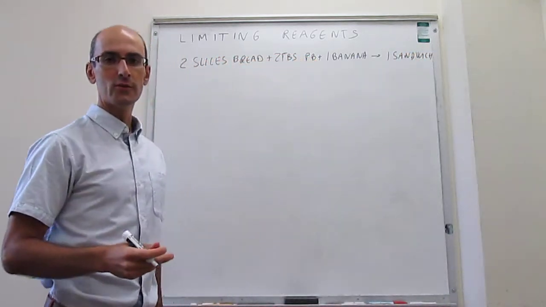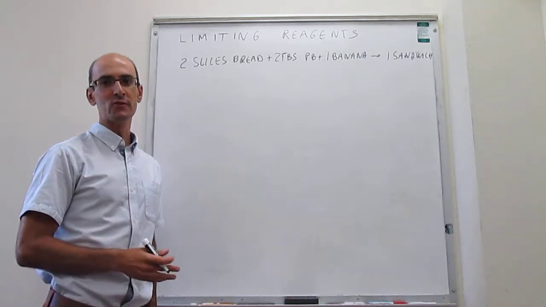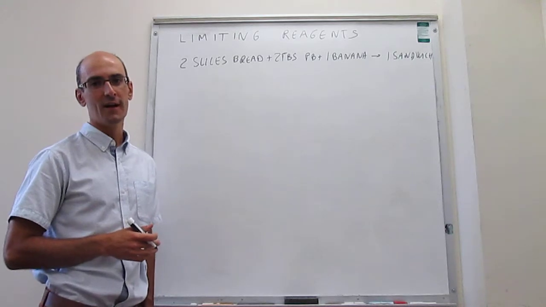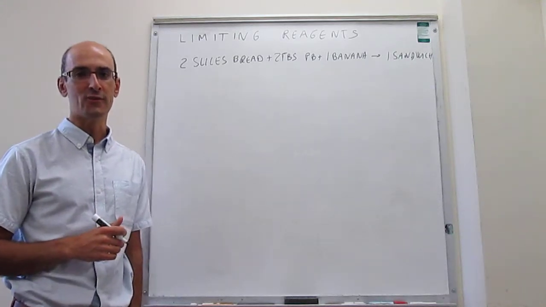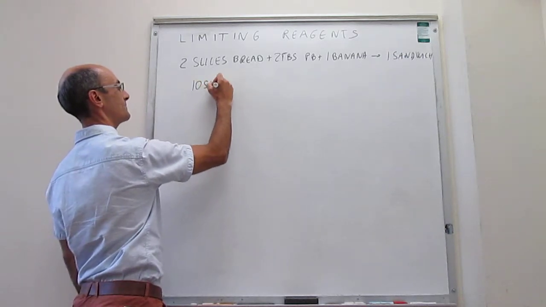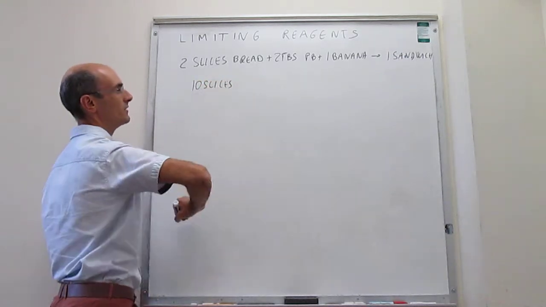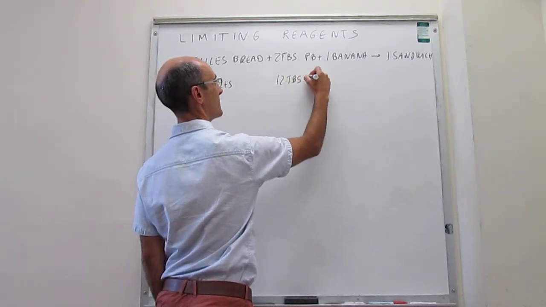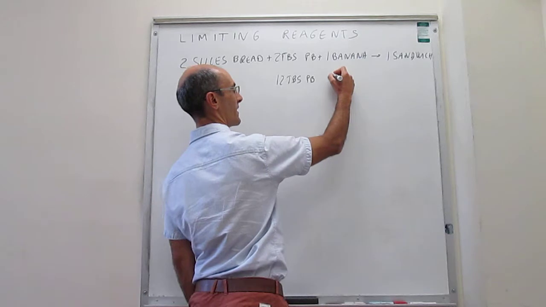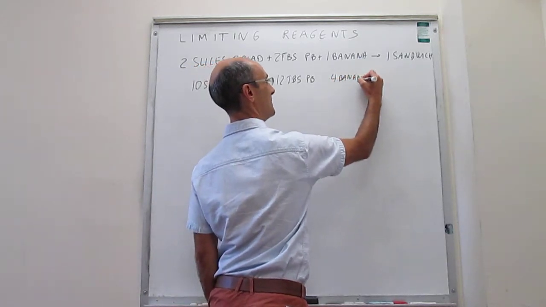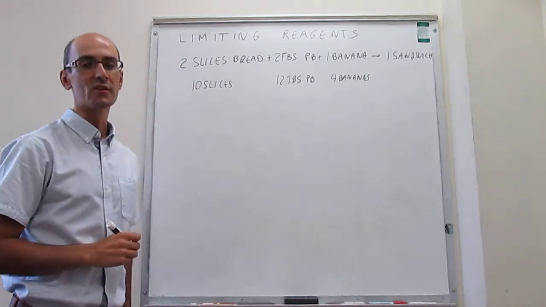All right, so you go to your cupboard and try to see what your supplies are, because you want to make as many sandwiches as possible to take to the game. You find out that you have 10 slices of bread, 12 tablespoons of peanut butter, and 4 bananas. The question is, how many sandwiches can you make out of this?